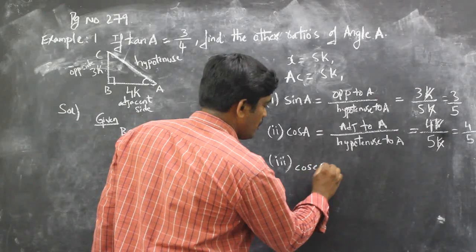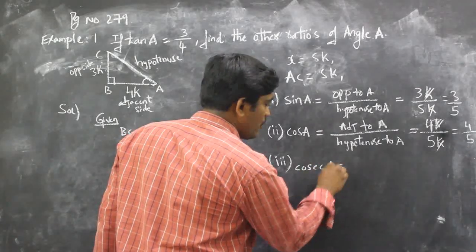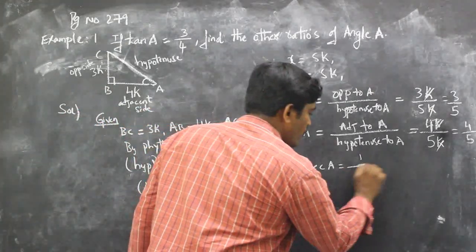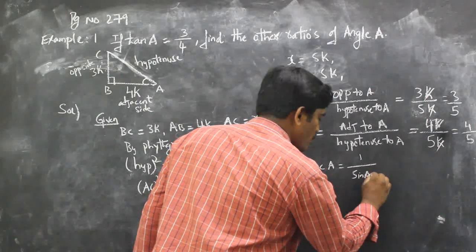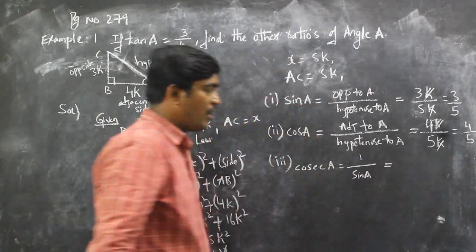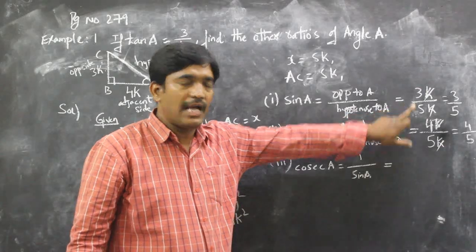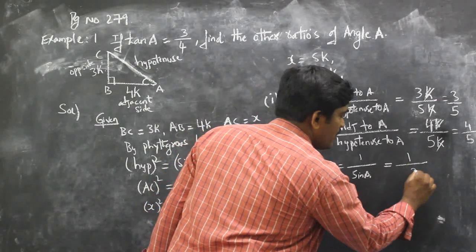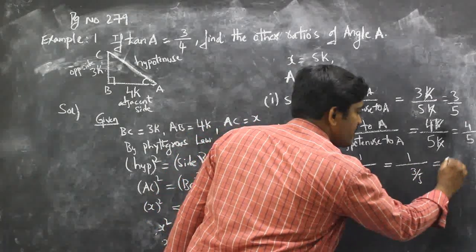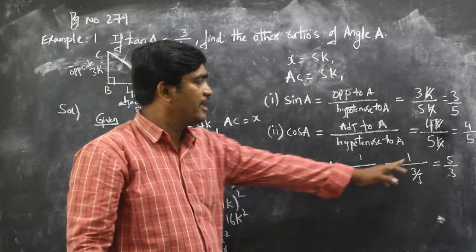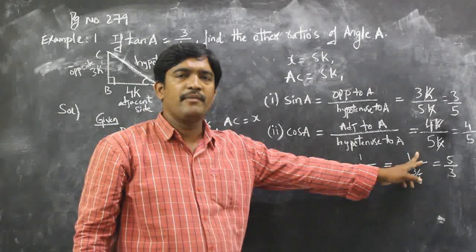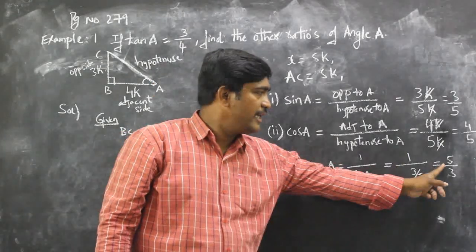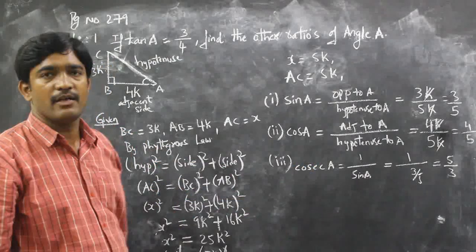Cosec. What is cosec A? Cosec A is nothing but the multiplicative inverse of sin A. Nothing but 1 by sin A. Now what is 1 by sin A? Already here we have found out the value of sin A. I will substitute the sin A value here directly. Now 1 by, what is the sin A value? 3 by 5. Now this becomes 5 by 3. I will consider the numerator as 1. So A by B by C by D is nothing but A by B into D by C. By using that, here the value of cosec A is 5 by 3.